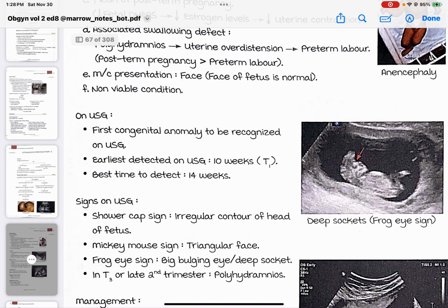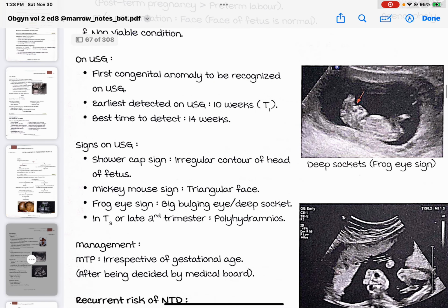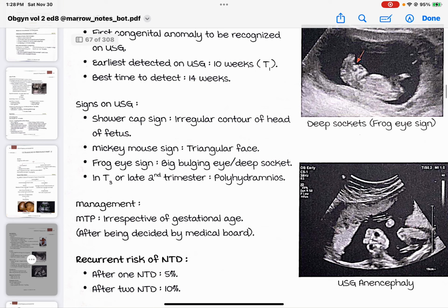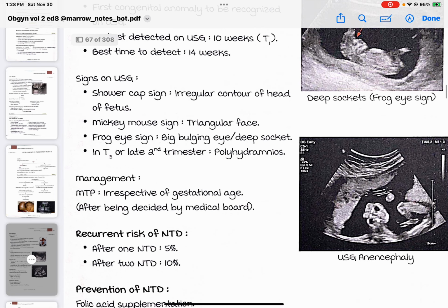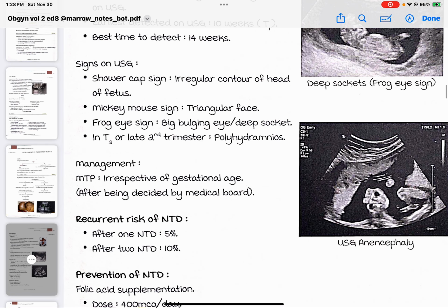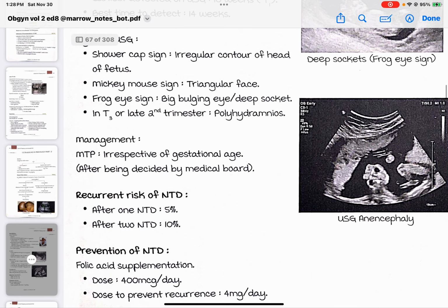Signs on ultrasound: deep sockets, frog eye sign. Shower cap sign, irregular contour of head of fetus. Mickey Mouse sign, triangular face. Frog eye sign, big bulging eyes, deep sockets. In trimester 3 or late trimester 2, polyhydramnios.